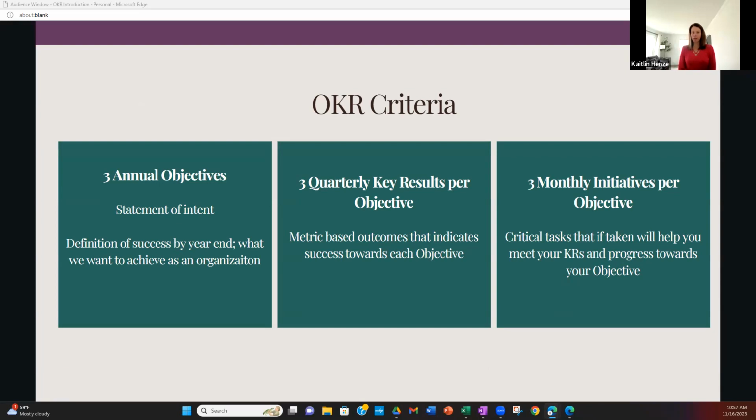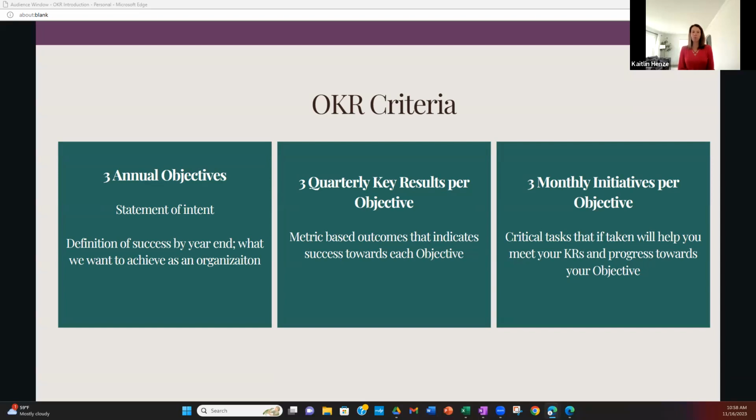There are 3 different components of OKRs, and we will get into each component in a little bit more detail. To give you a high-level overview, the objective statements are your statements of intent. I like to say they are what you want to be true at the end of the year. So if you project yourself into the future and you think, what do I want the organization to look like and feel like by the end of the year? You will put those into statements to become your objectives.